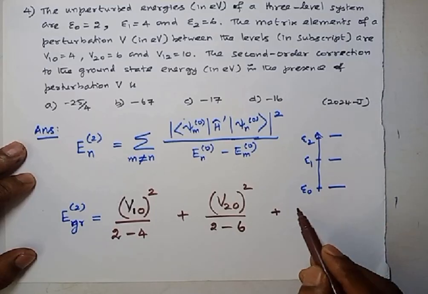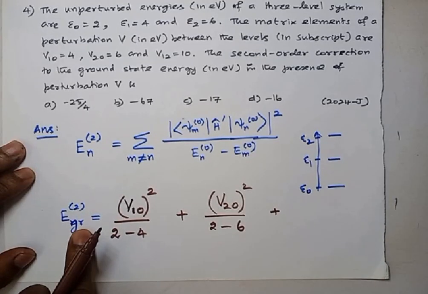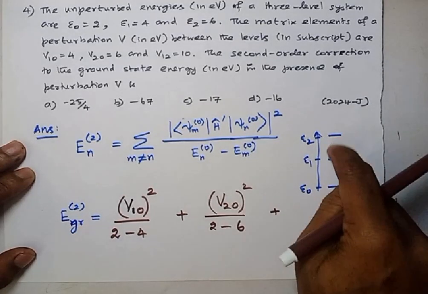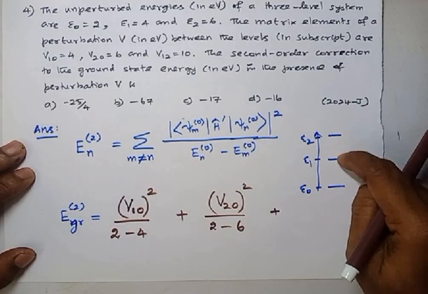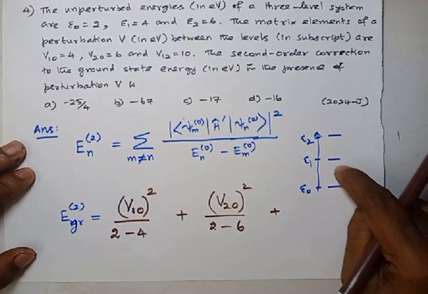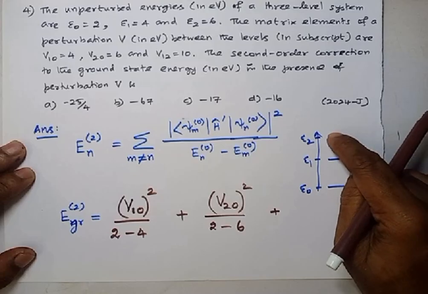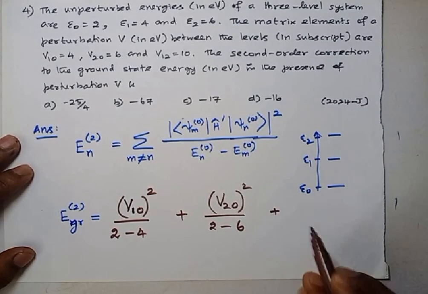Okay, so that's all, because they are asking for the second order correction to the ground state. So we should see how the ground state interacts with the other states. You are not supposed to take the interaction between these two. Our focus is only on the ground state. So how the ground state interacts with this, and how the ground state interacts with this, only these two we have to consider for this system. Okay, so that's all.